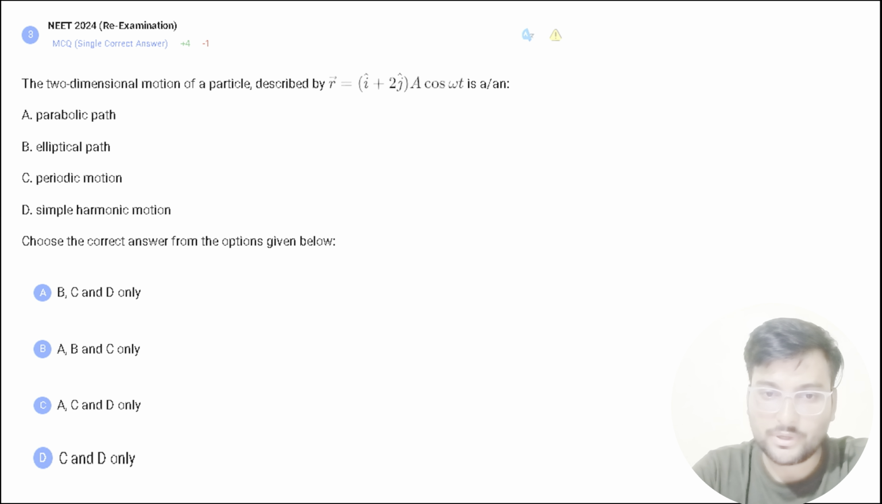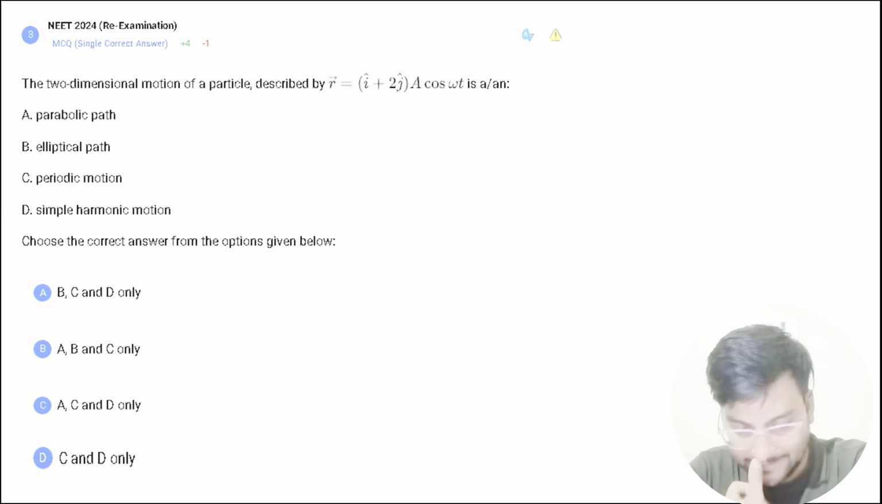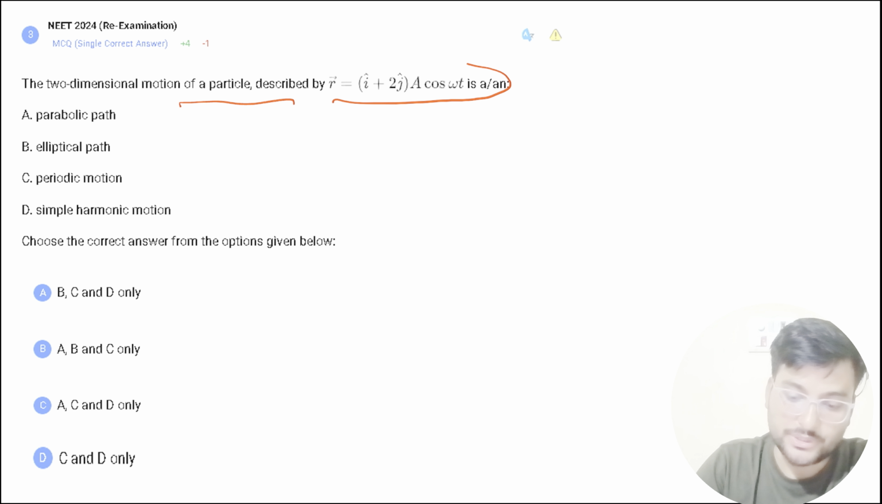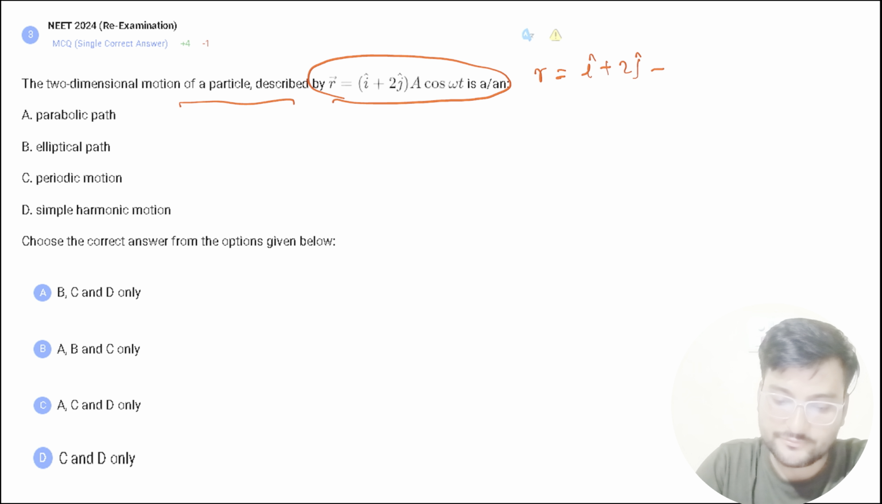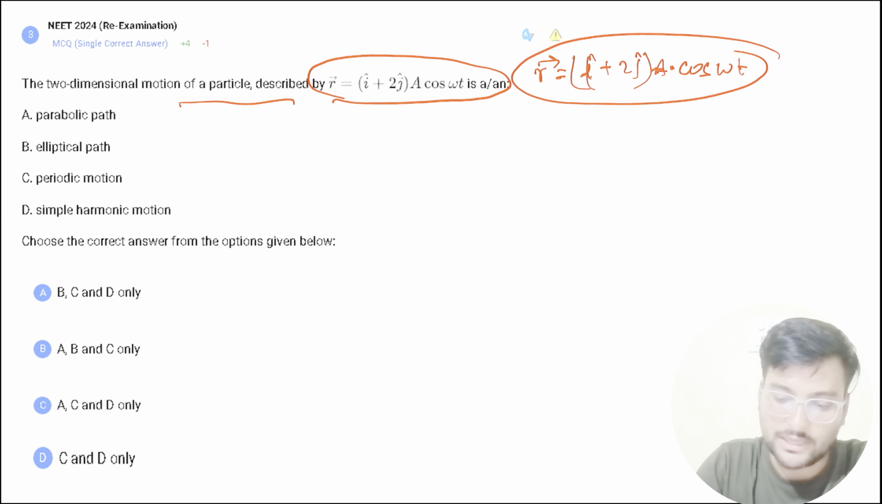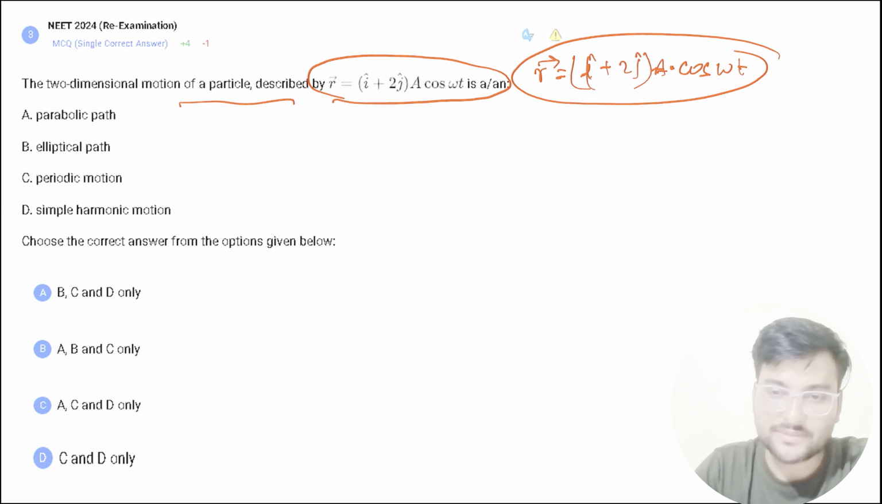Now we are talking about the next question. In the next question they say that a two dimension motion is there, R is given to you. R is the displacement, so i cap plus 2 j cap into a plus a cos omega t. This is given to you, the R vector is given. They ask what is the acceleration of this particle.